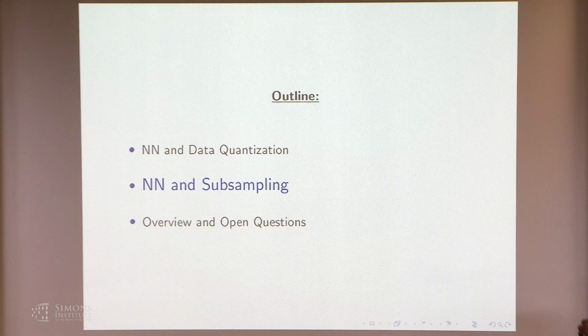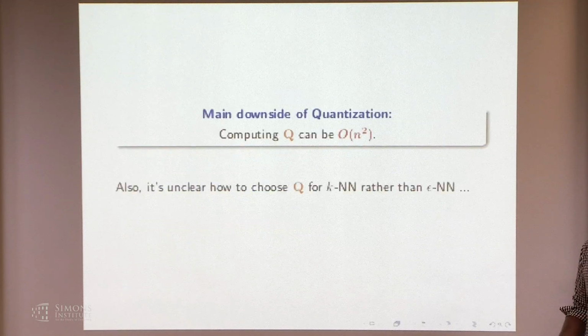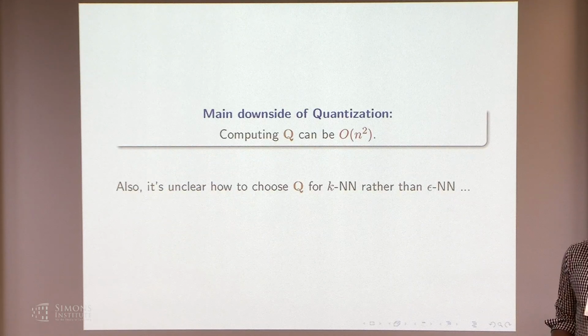So nearest neighbor and subsampling. Any question here? So the quantization time is actually n times the size of Q, right? Sorry, if the time for quantization is n times the size of Q, is that right? If you're doing, say, a furthest first. Yeah, so it doesn't have to be exactly n squared, but it's still large. That's the point. Any other question?